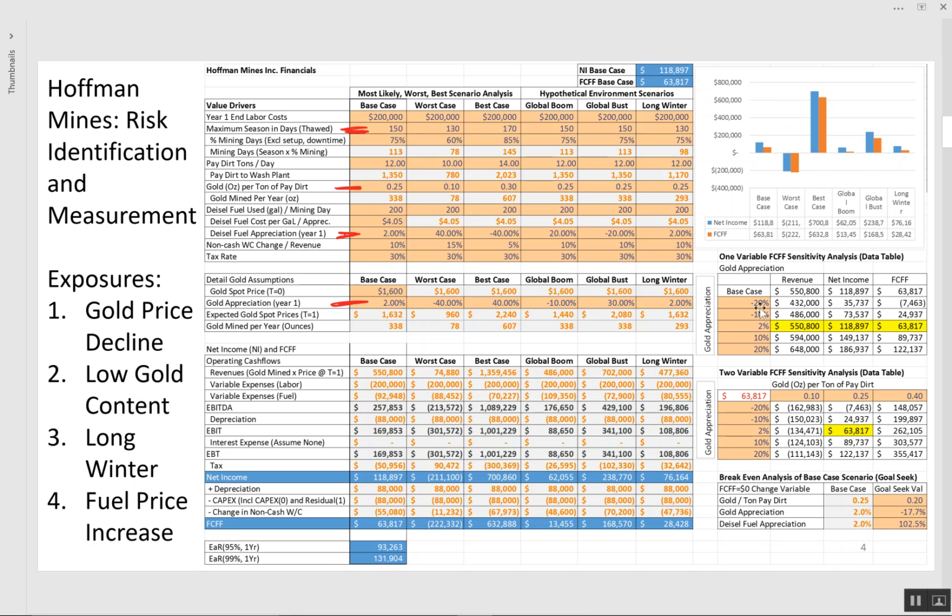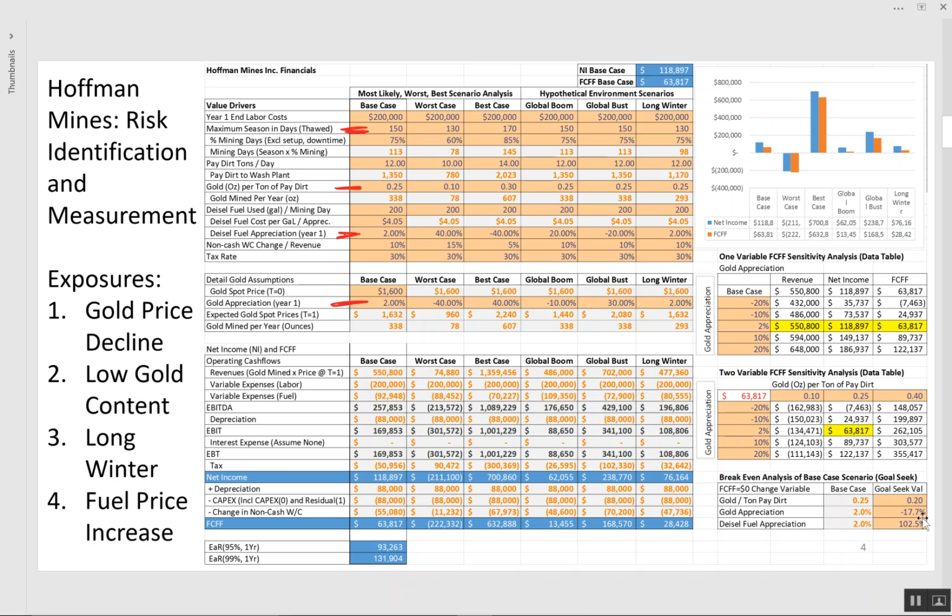We then looked at a couple of our factors. The gold appreciation is obviously the big factor. So we looked at what happened to revenues, net income, and free cash flows by changing gold appreciation from -20 to +20%. And then we did a 2-factor sensitivity analysis, taking 2 of the big factors, gold content per ton of dirt and the price change, and got a range of free cash flows.